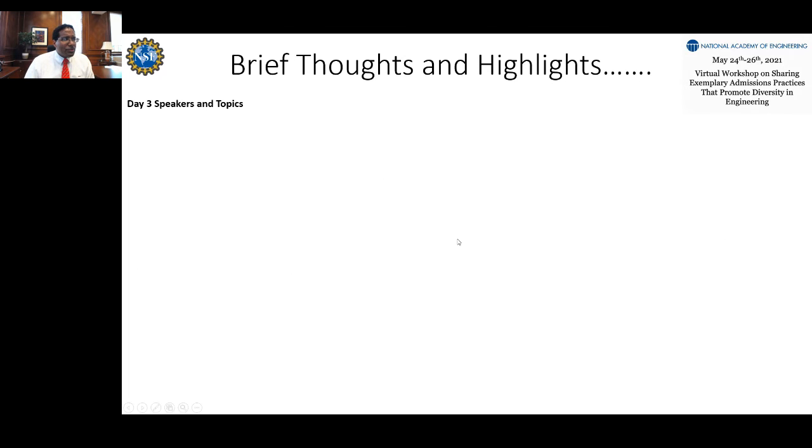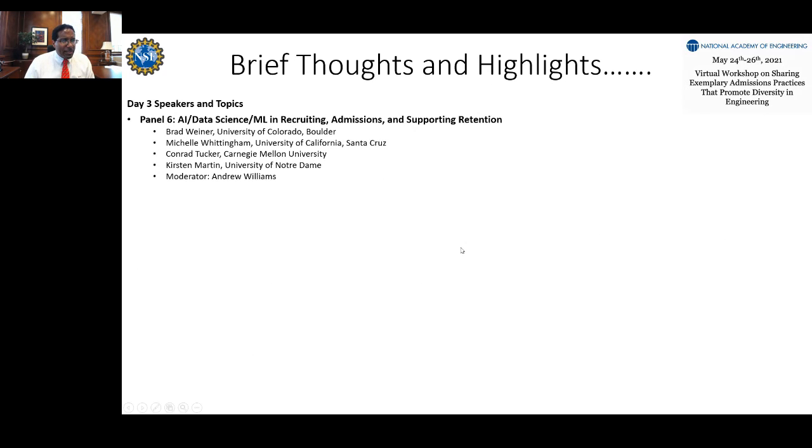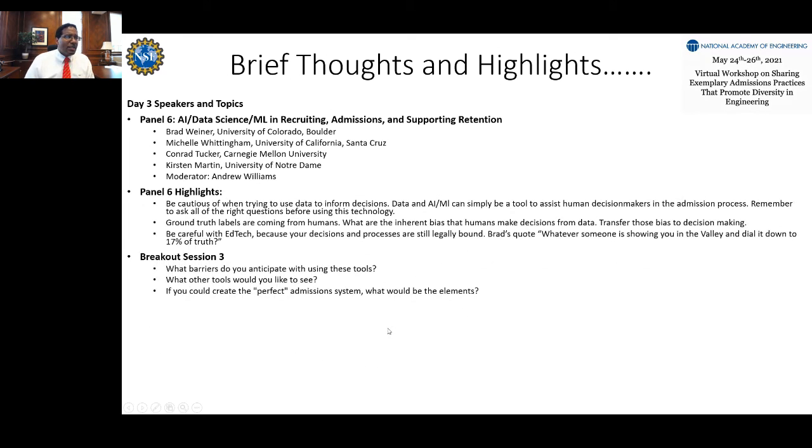And then we went into day 3. And this was the big AI, data science, machine learning group of speakers that we just heard from earlier today. Great group of speakers, very, very exciting. But the primary highlights that came out of that discussion was we should all be very, very cautious of using data to inform our decisions. The humans must always be in the middle of the process. We need to make sure that the models are validated. Data and AI, ML can simply be a tool to assist human decision makers in the admissions process. Remember to ask all the right questions before using this technology.